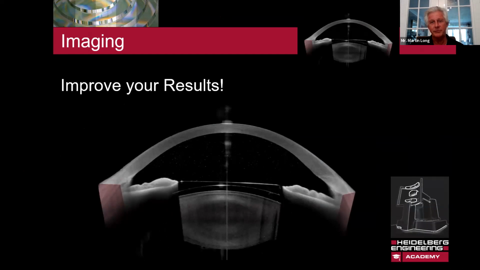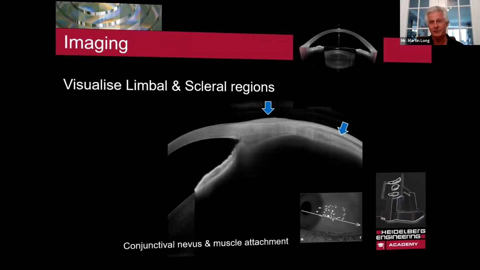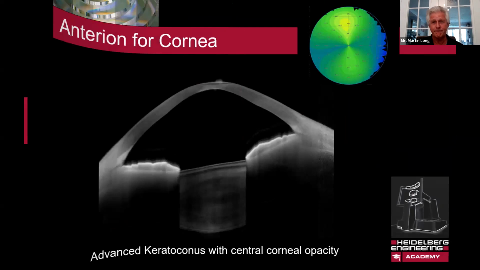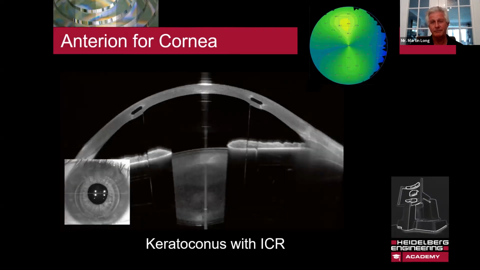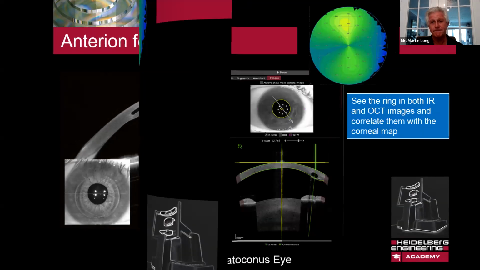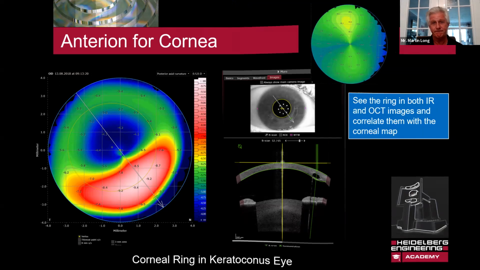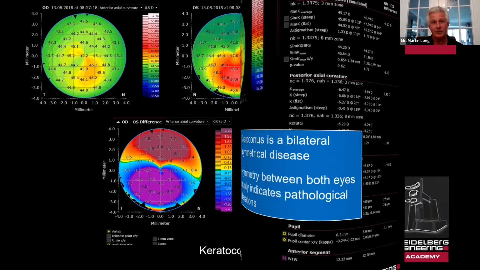You can get improved results just by looking on these images, perhaps. You can see the limbal and scleral regions as well. For cornea, you have keratoconus possibility to look on with ICR. You can simultaneously correlate the map to the external picture and also the B-scan. You can look at asymmetry in keratoconus.